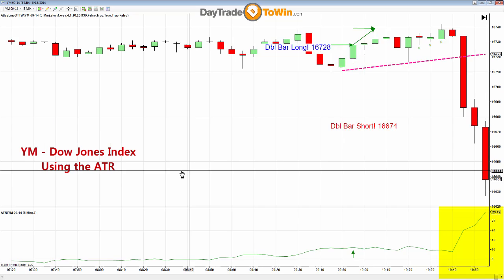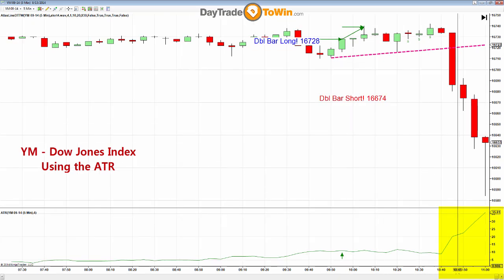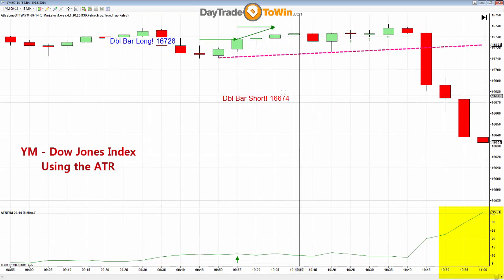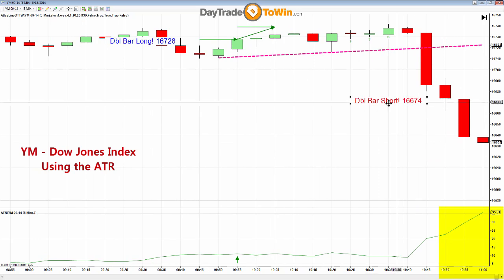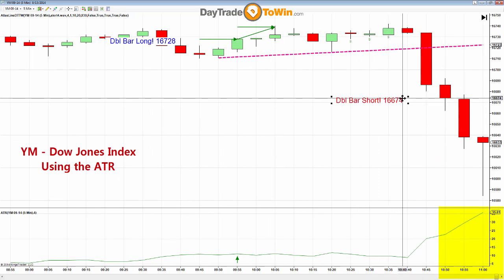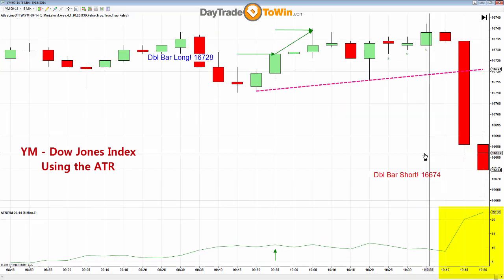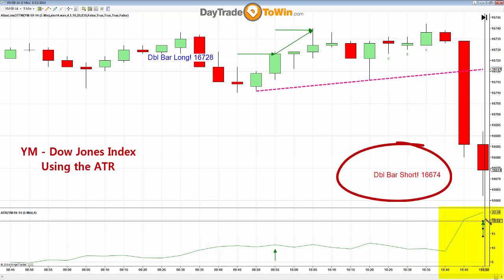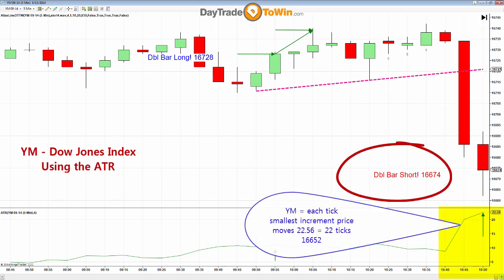The same thing happened with the short here. Let me just expand this. The short at 16,674, actually right there, had a 22 tick profit target. This is based off the current conditions, so it's all relative. You really can't trade the same way if the market's slow or if it's fast, because the expectation has to be justified. You can take more profit when the market's stronger, less profit when the market is slower.